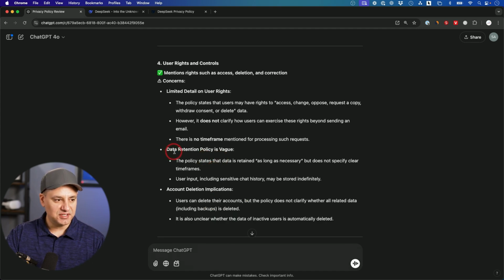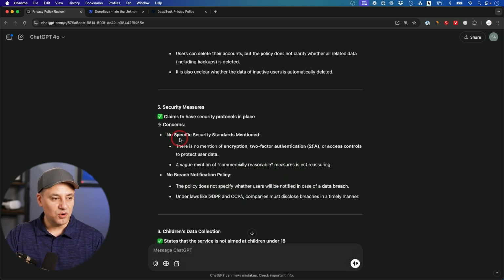And this point right here, the data retention policy is vague. The policy states that the data is retained as long as necessary, but does not specify a clear time frame. That's usually not the case. Most apps retain data for a certain period of time, but usually it doesn't say indefinitely. But user input includes sensitive chat history, which may be stored indefinitely. No specific security standard is mentioned. So this is related to security right here. There is no mention of encryption, two-factor authentication, or access control to protect user data.